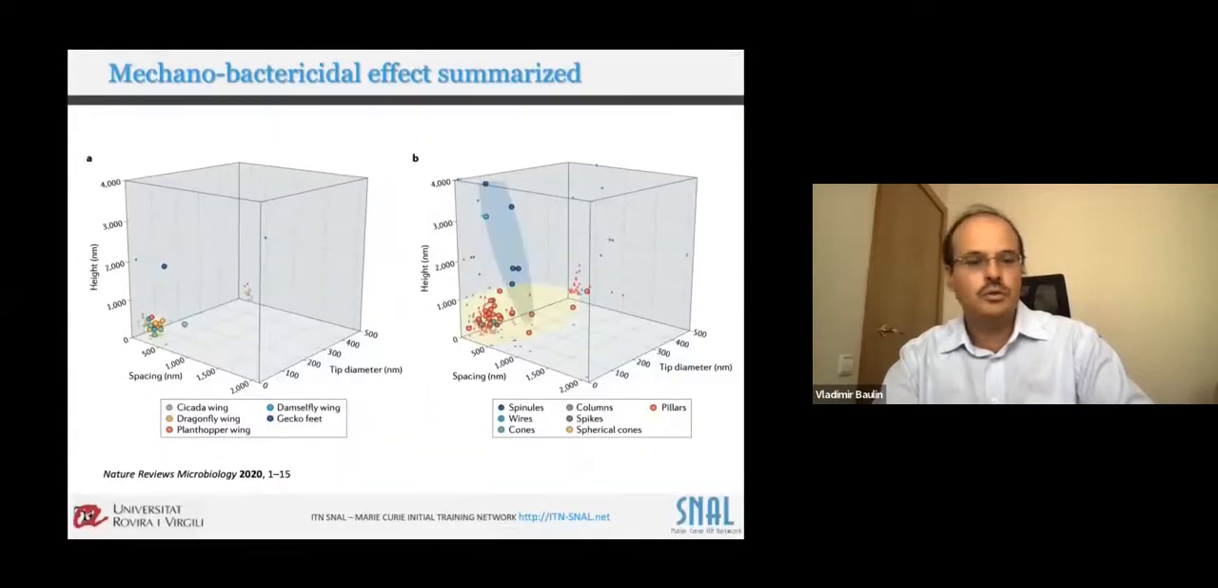What we also did was look at the structural parameters which give those properties. On the left is nature, and on the right is experimental. You see that nature has a very narrow parameter space in height, spacing, and tip diameter, while for experimental surfaces there are different types, and they are mimicking these objects. If you are interested, I have this material.